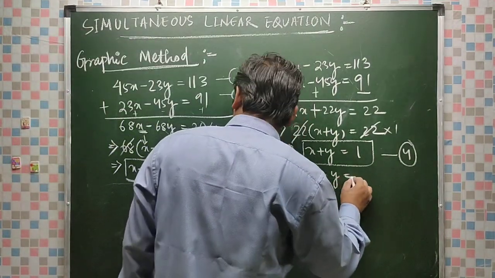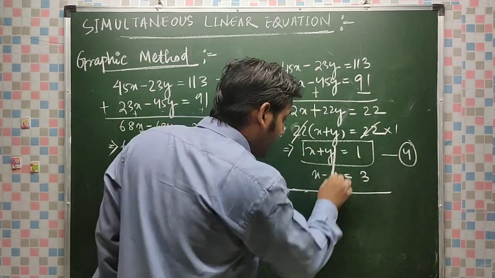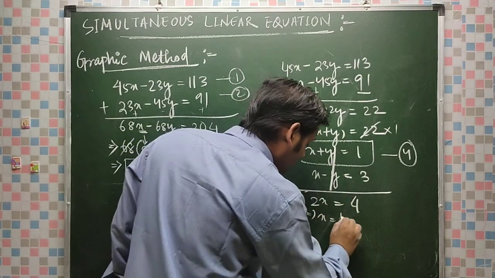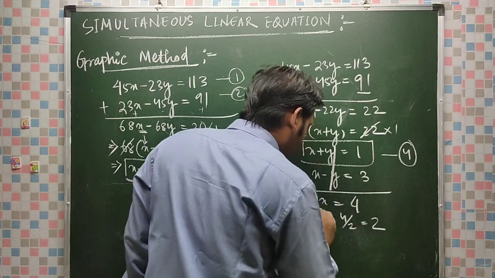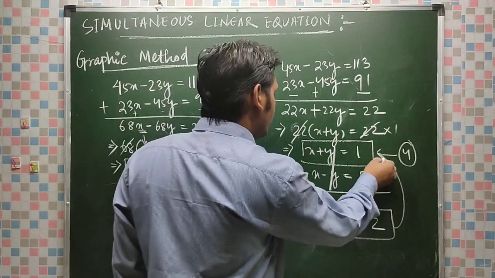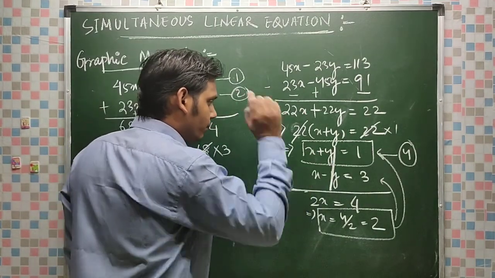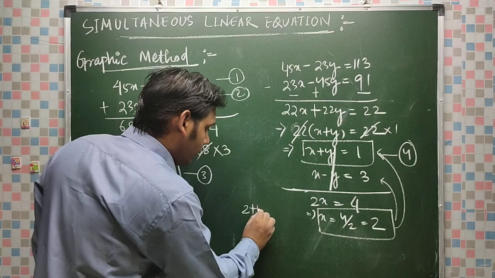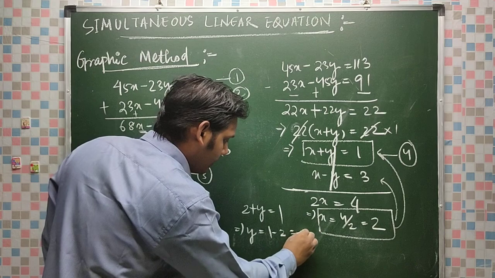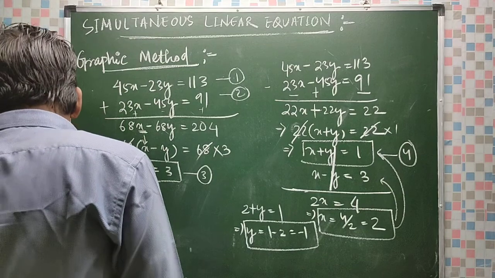X minus y is equals 3. Simply you need to add. So plus y minus y cancel. 2x is 1 plus 3, is equals 4. X is equals how much? 4 by 2, that is 2. So you got the value of x. Now you can put the value of x in equation 4 or in equation 3. So in equation 4 we put: 2 plus y is equals 1. Y is equals 1 minus 2, that is minus 1. So the value of y is minus 1.